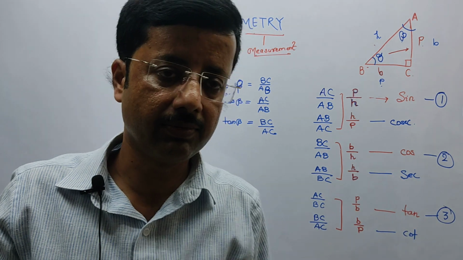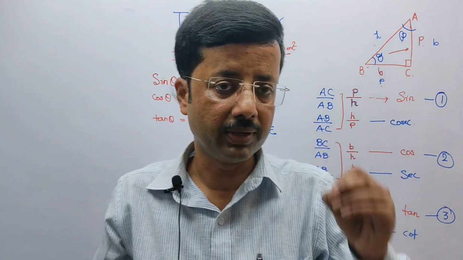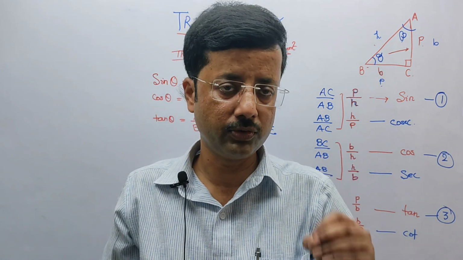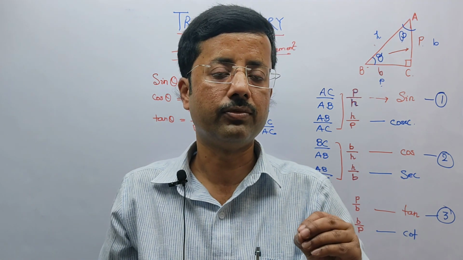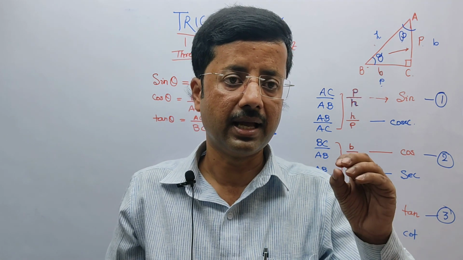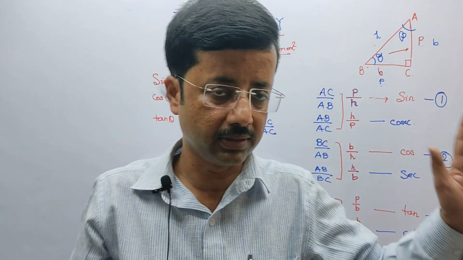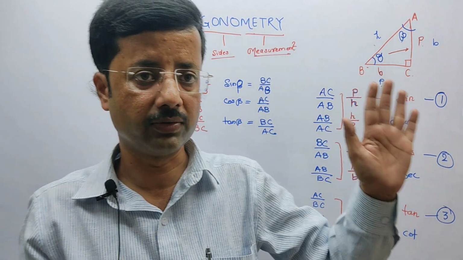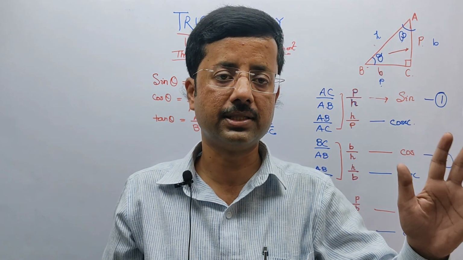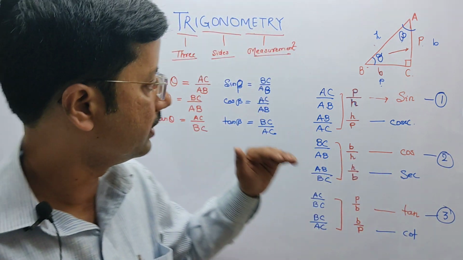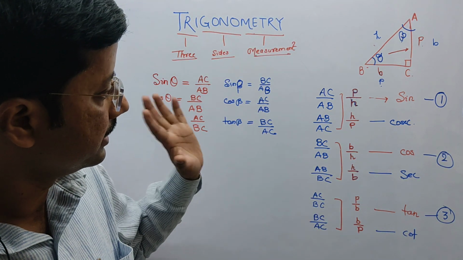In the next class we will be studying the trigonometrical values, the ratio values of the different angles, like when the angle theta is 0 degree, 45 degrees, 30 degrees, 60 degrees, then what will be the value of the different trigonometric ratios.